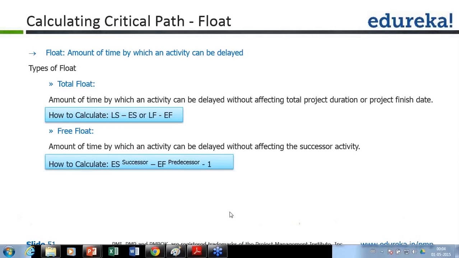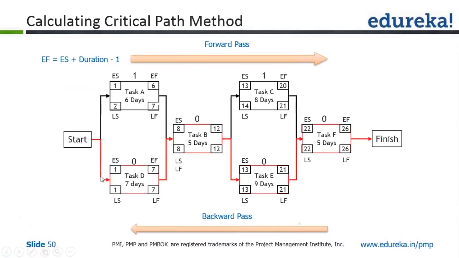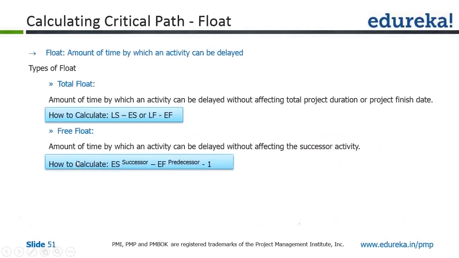And formula for float or total float is simple: LS minus ES or LF minus EF, which is here. You need to calculate LF minus EF for each activity and you'll find the float. Now, the formula for free float. Free float means amount of time by which an activity can be delayed without affecting the successor or next activity.